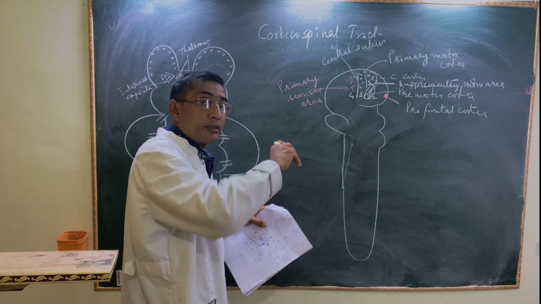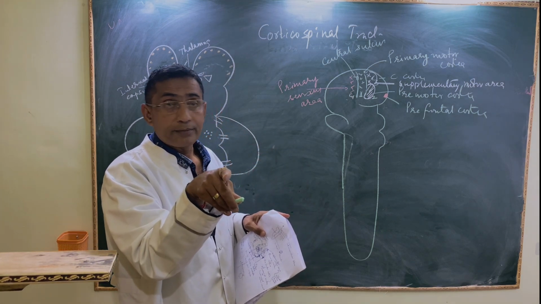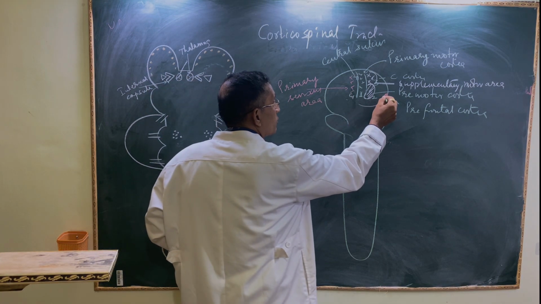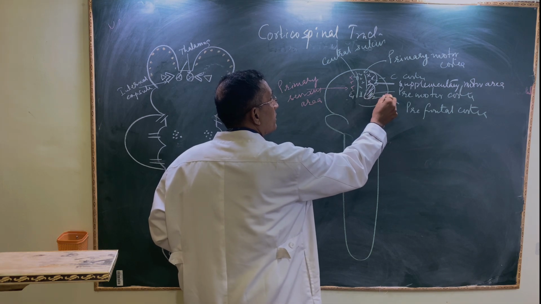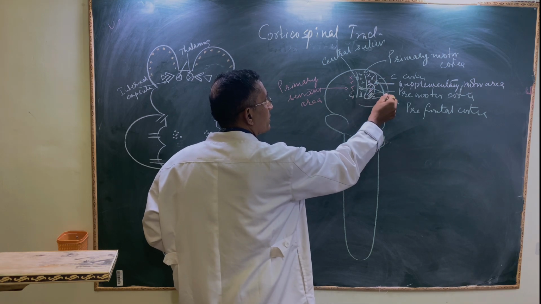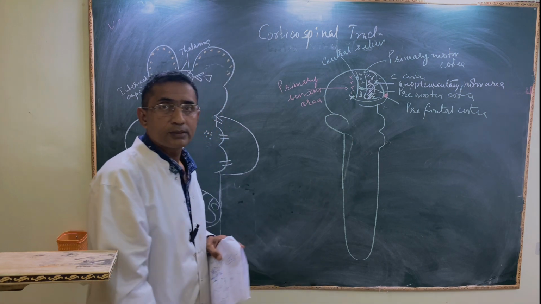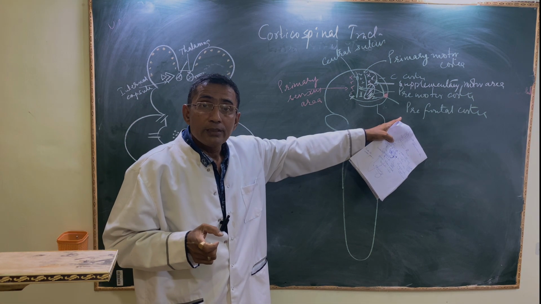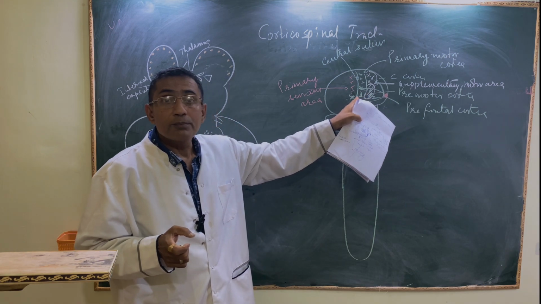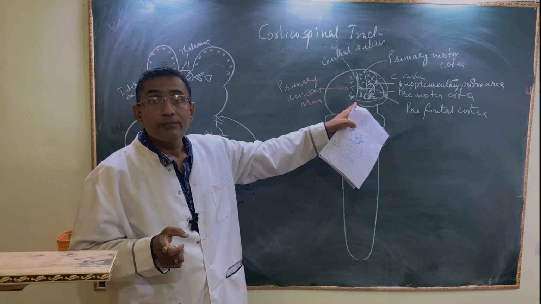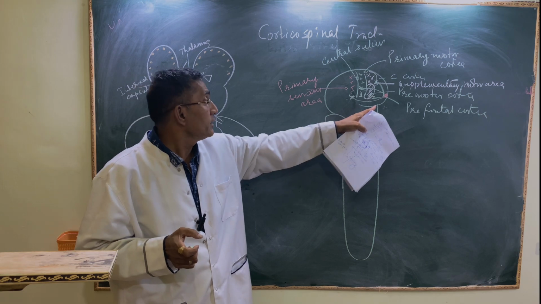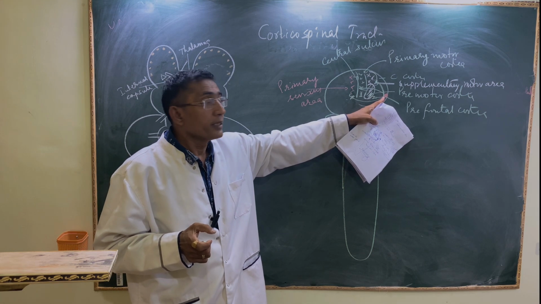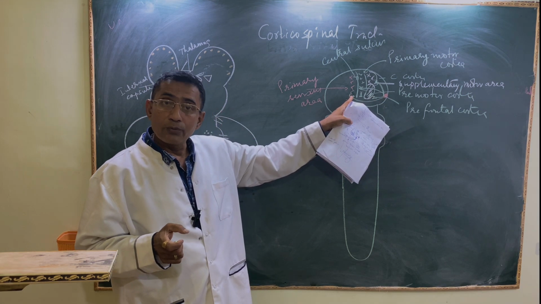Then, execution of this plan: this will inform this and this. The plan is generated first, after that this plan has to be executed. For that, this area will inform all 4 areas.